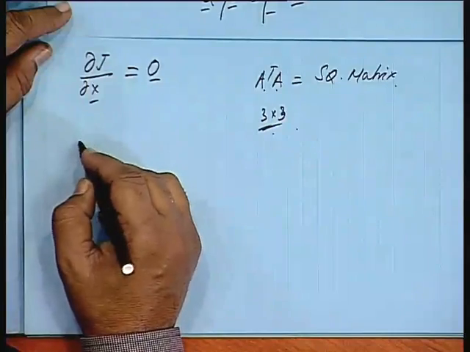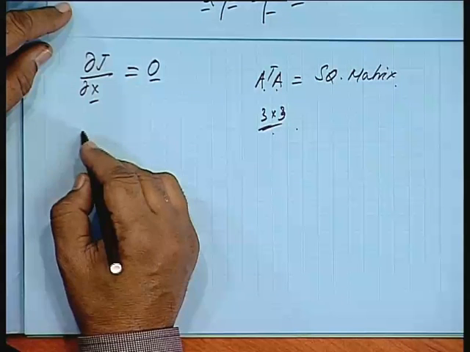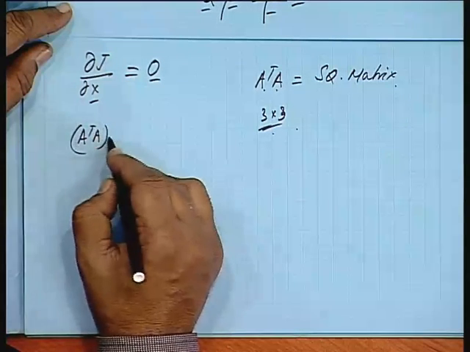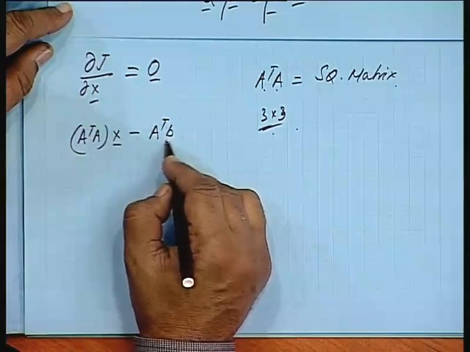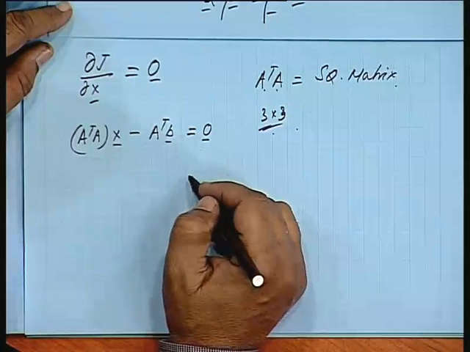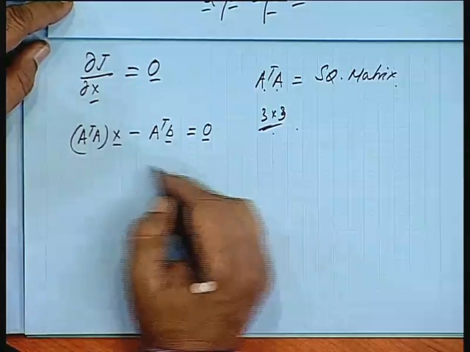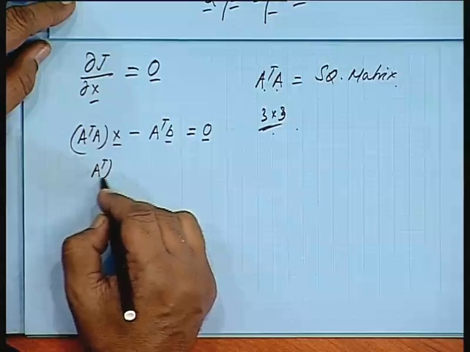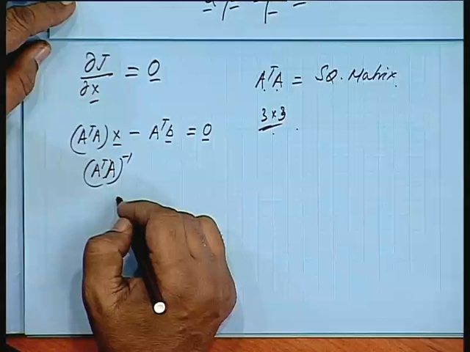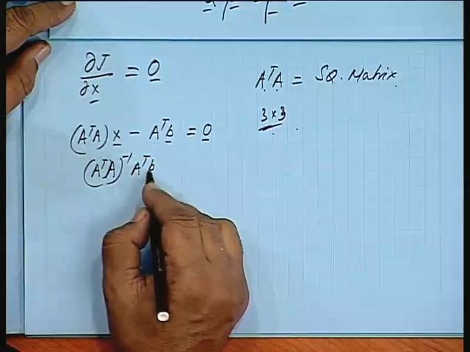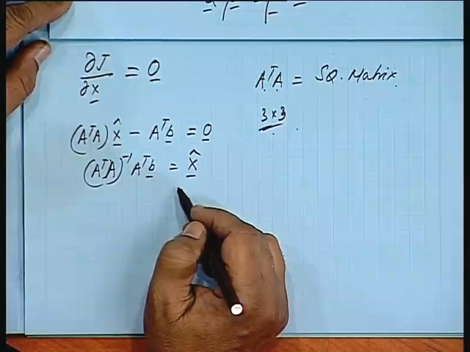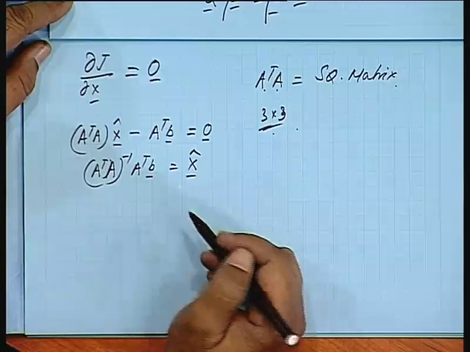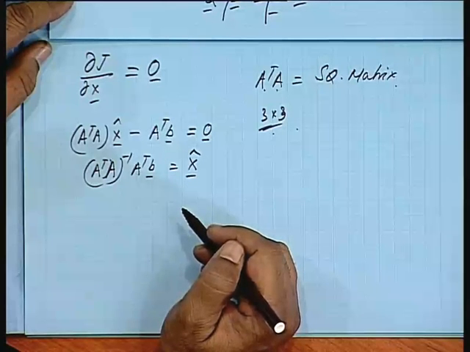So, that will give me A transpose A x minus A transpose B is equal to 0, or x equals A transpose A whole inverse A transpose B, which will be the solution, the best possible solution that we are searching for. We will call it the optimum solution, the best estimate. Now, what is our question in the filter design?